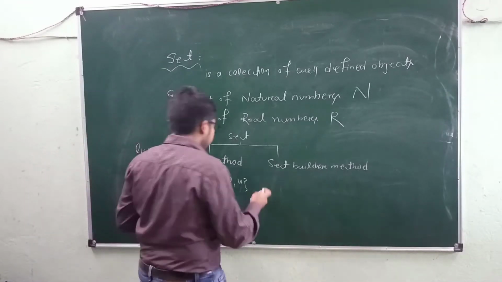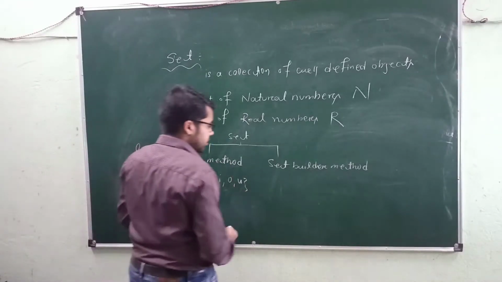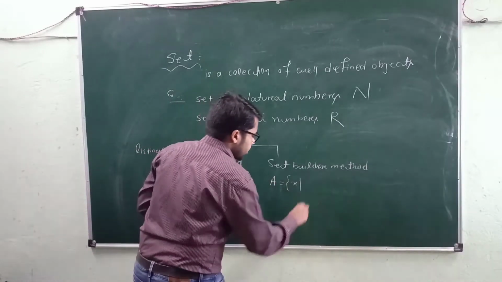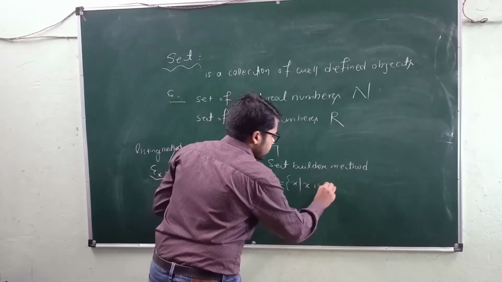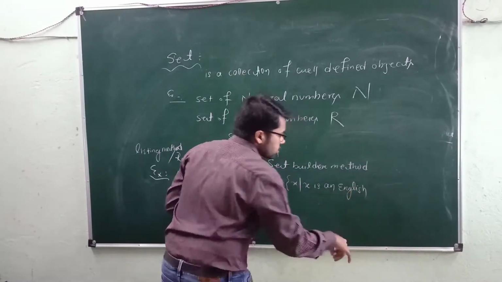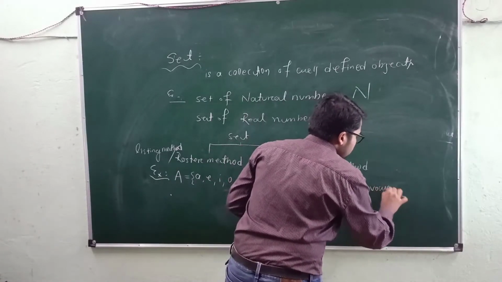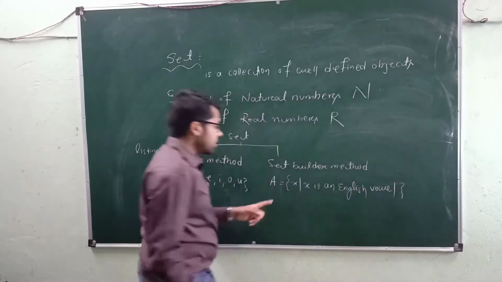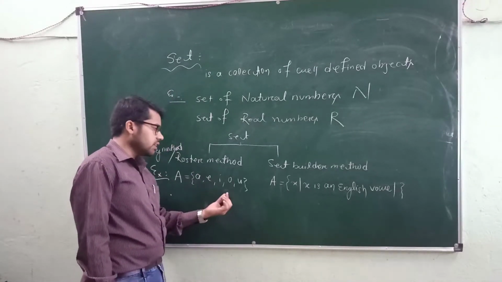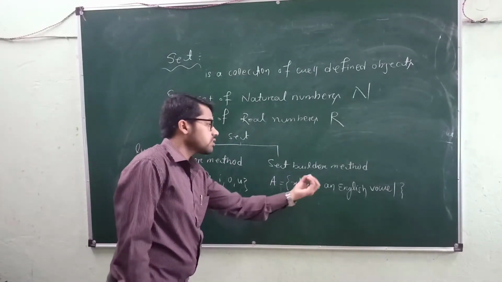I can write the same example in set builder format also. How to write this? See, we write x such that x is an English vowel. What is x? x represents the general element. That means what we have taken here are nothing but the English vowels.